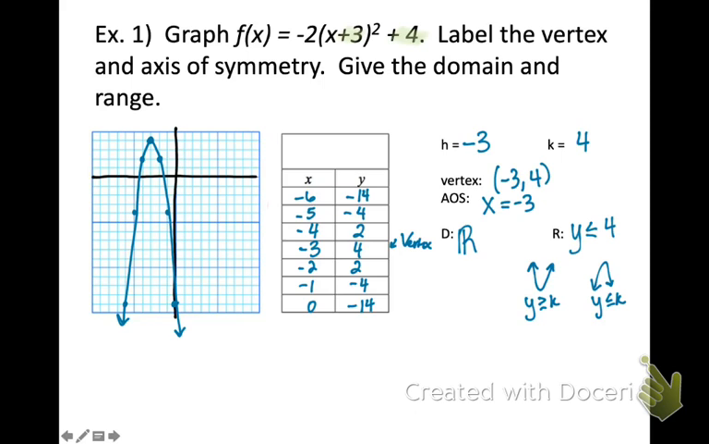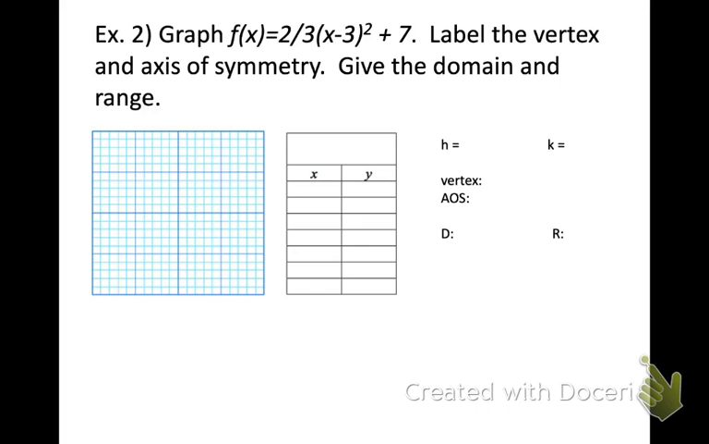Great, now let's go back and talk about the range here. So our range we said is y is less than or equal to 4. Let's look at why that makes sense. My graph, if I kind of look over, is going to cover the y-axis from 4 and down. So my graph doesn't have anything to do with when y is, say, 100, because my graph is facing down. So that's why it's less than or equal to 4. If it had been flipped up, then it would have been greater than or equal to 4.